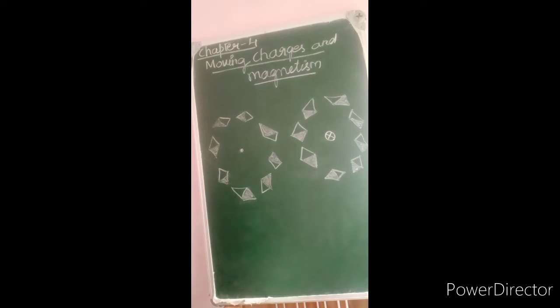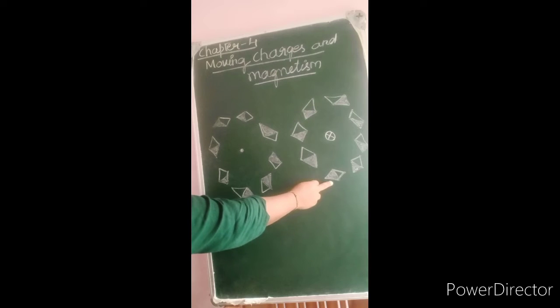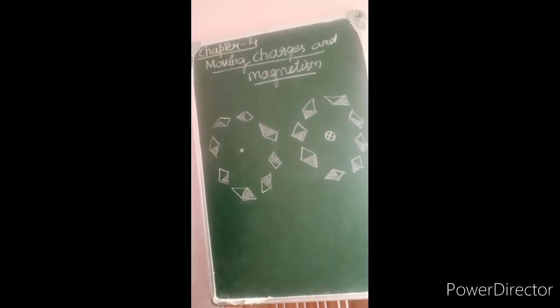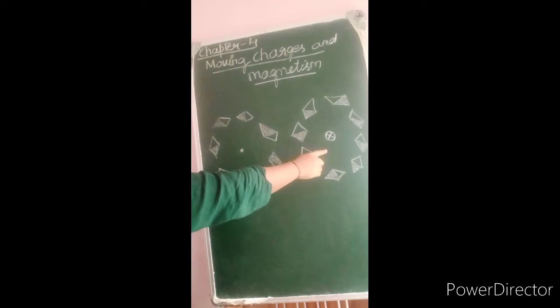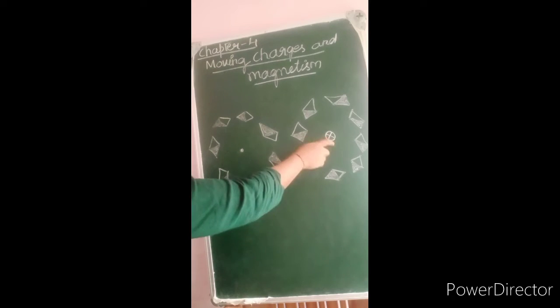Coming to the syllabus, here we are going to study first the convention for current and the field. This diagram represents a current or the field emerging out of the plane of the paper, and this diagram represents the current or the field going into the plane of the paper. The current or the field emerging out of the plane of the paper is depicted by the dot here, and the current or the field going into the plane of the paper is represented by the cross mark here.